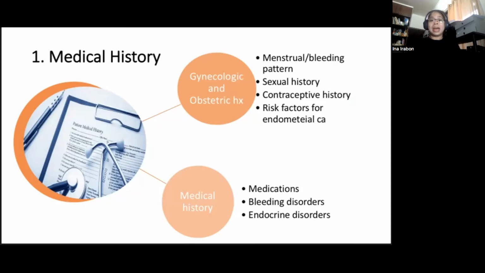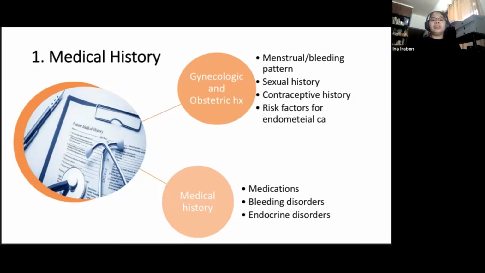We also have to inquire about her sexual history, of course. A sexual history helps to determine whether the patient might be pregnant, as pregnancy is, of course, a common cause of uterine bleeding. We have to rule out pregnancy first. And of course, a sexual history may also help determine the patient's risk for STD. STD can also cause irregular bleeding patterns.